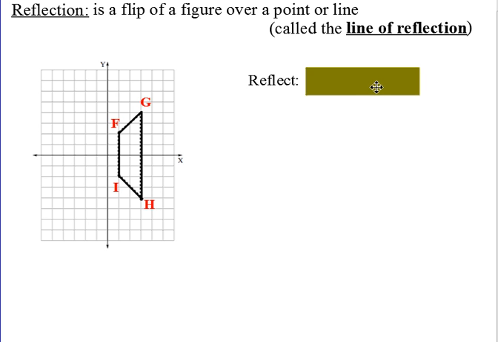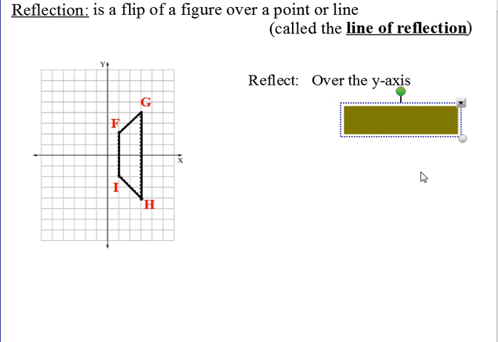So let's take a look at a reflection here. And remember, reflection is a flip of a figure over a point or a line, and that line is called the line of reflection. What we're going to do is we're going to reflect over the y-axis, and we're going to take this figure FGHI, which is a trapezoid, and we're going to reflect it over the y-axis. We can see how it's 1 away from the y-axis, so we would put a point here, and that would be our f prime. We would also go, this is 3 away, we would go 3 away on this side, this would be g prime. 1 away here, that's I prime. And this one is 3 away, this would be h prime.